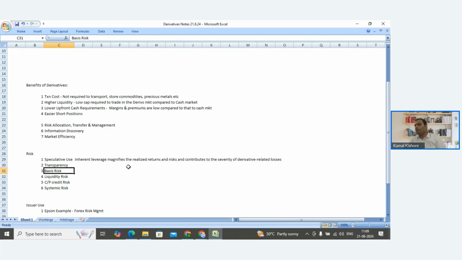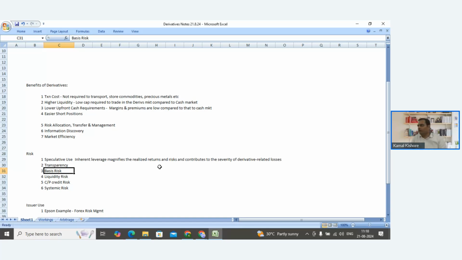Okay, then basis risk. What is the basis risk? Basically, insufficient hedging could be the basis risk, or your exposure to derivative is not changing in line with the underlying change. Your hedge is not effective. You have taken a derivative, but it is not necessary that the derivative value will also change the same as your underlying. That is the risk.